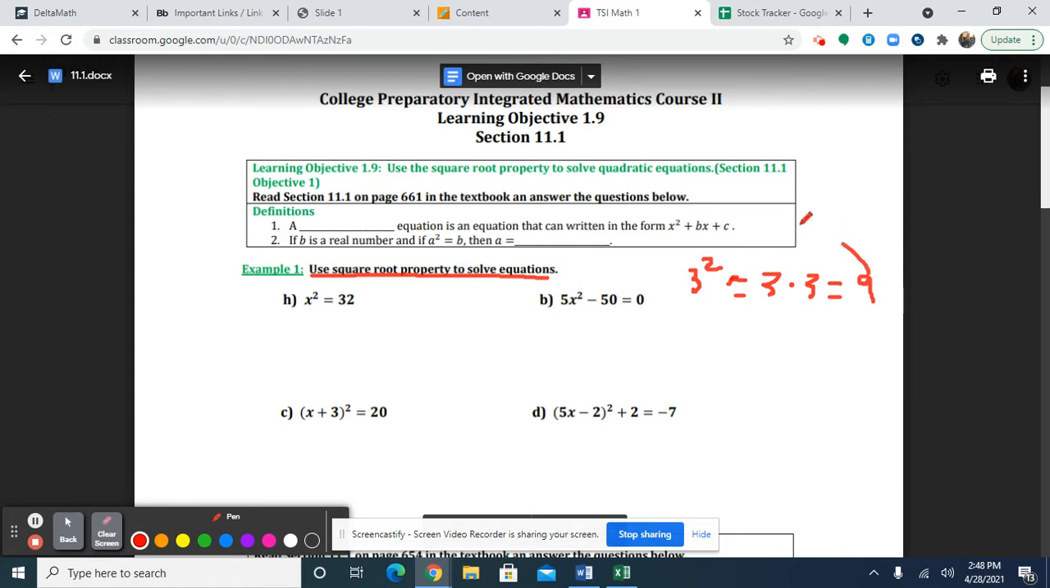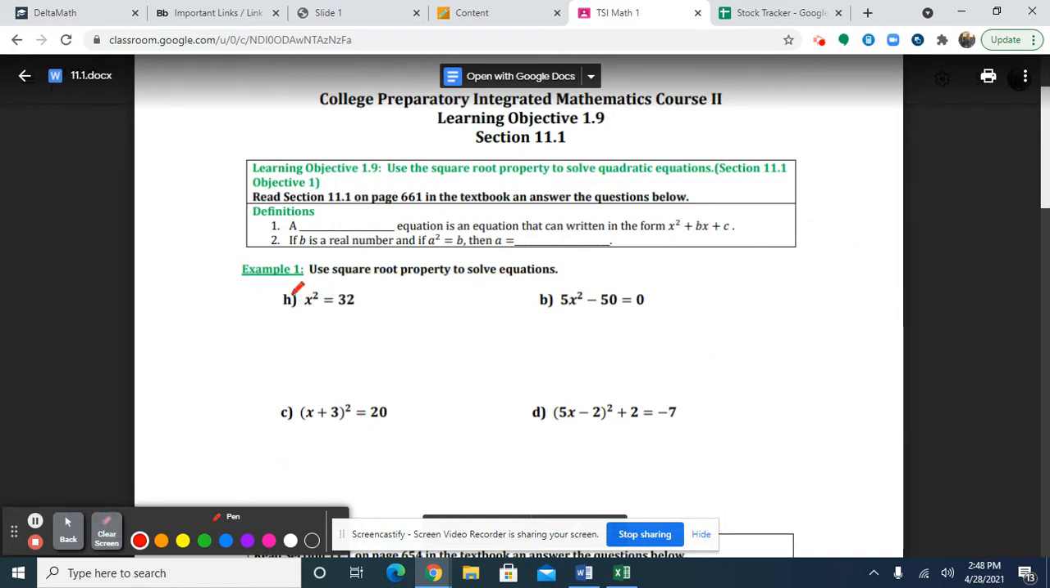But what if we wanted to go back to 3? So 9, again, is equal to 3 to the power of 2. We know that. So if we take the square root, that cancels out the square and we're left with 3. So we're going to do something very similar when we're solving equations.